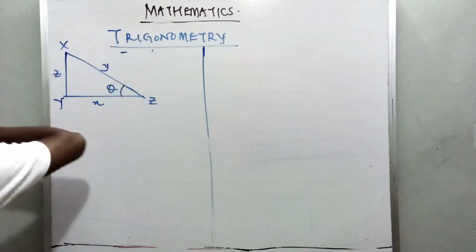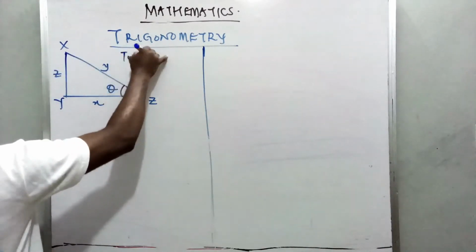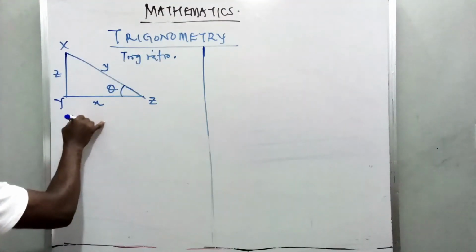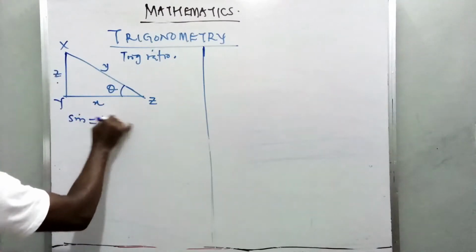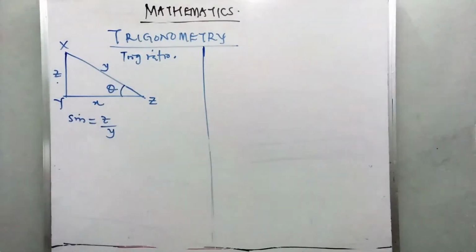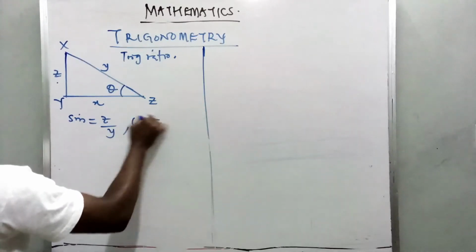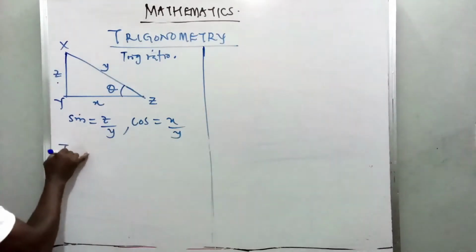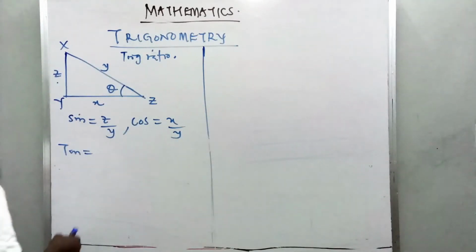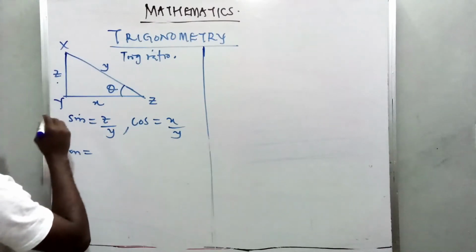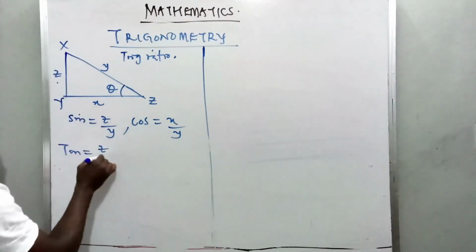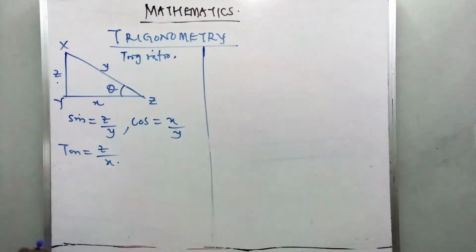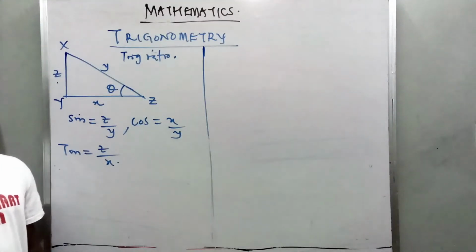Talking about trig ratio, let's do that very fast. The first one here is the sine. Sine is equal to opposite over hypotenuse. Cos is equal to adjacent over hypotenuse. Tan is equal to opposite over adjacent. Now, going further, these trigonometric ratios have their inverses.